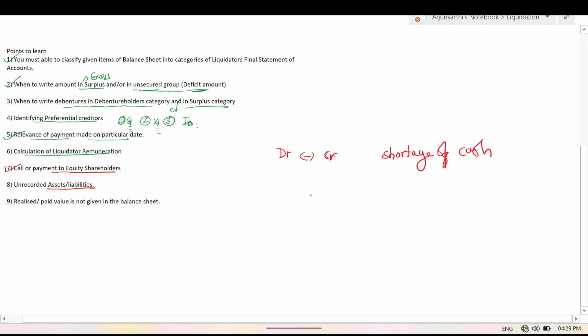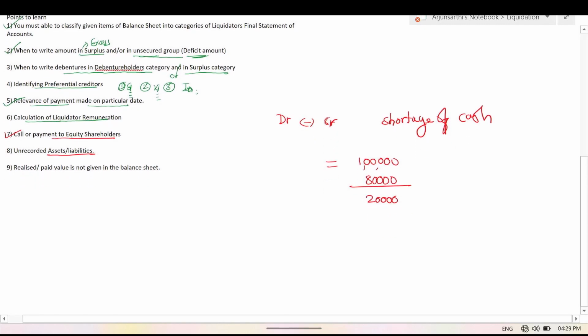How will we identify the shortage? Let us say the debit total is 1 lakh rupees, and before making payment to preference shareholders your credit total is, let us say, 80,000 rupees. You have 20,000 rupees surplus, correct? But to pay preference shareholders we require 50,000 rupees. We have 20,000 left, so here we need 30,000. 30,000 is the deficit, the requirement.